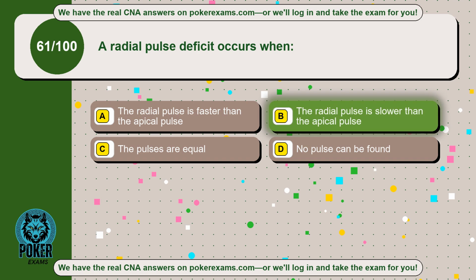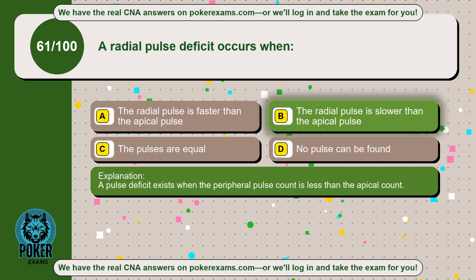The radial pulse is slower than the apical pulse. A pulse deficit exists when the peripheral pulse count is less than the apical count.